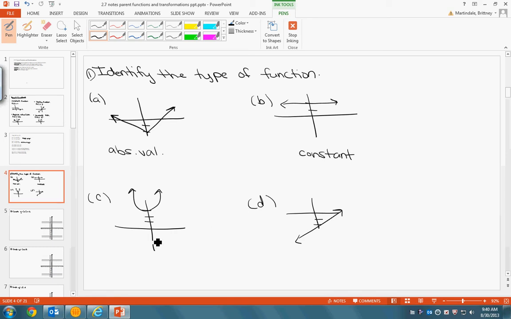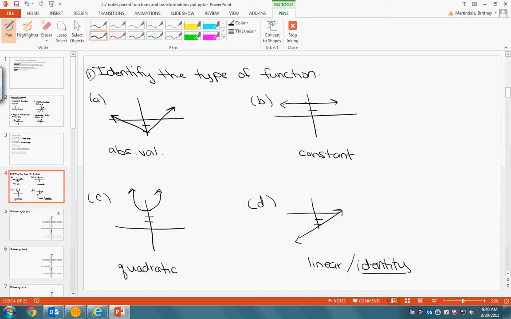Letter C, this is our quadratic function. It's a parabola, it makes a U, it's quadratic. And letter D, this is our linear function, or you can call it the identity function. It's the same thing. This is our identity function. And that's it for that kind of a question. You just have to be able to recognize which shape goes with which function.